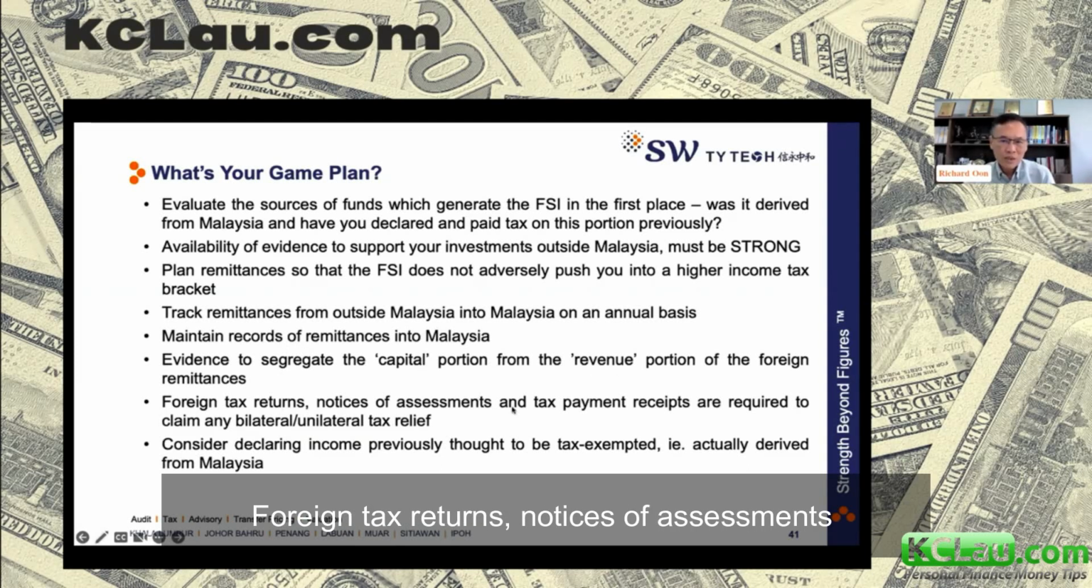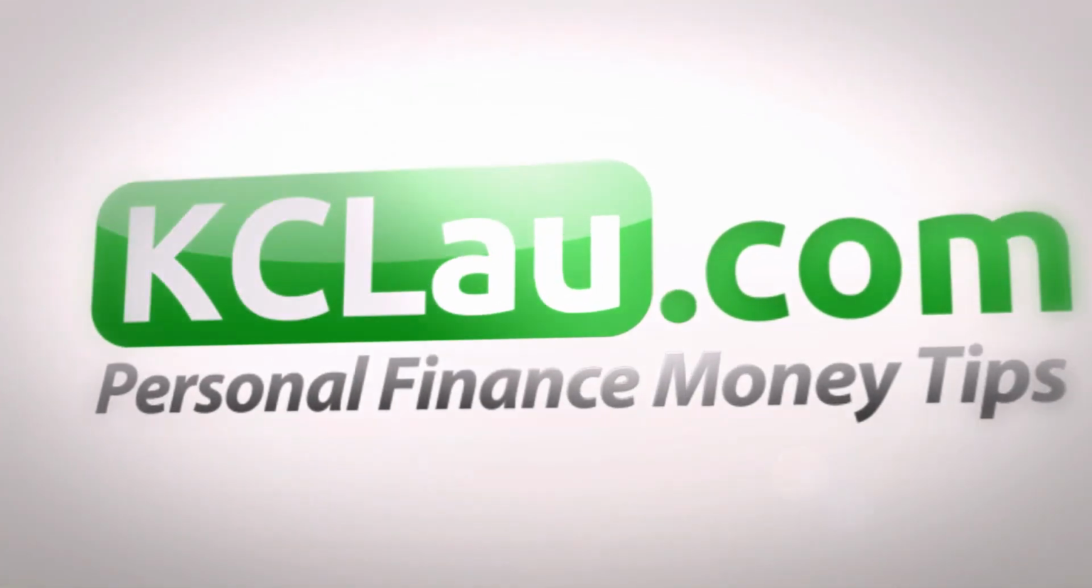So foreign tax returns, notices of assessments, and tax payment receipts are very important for you to claim the bilateral relief. So considering income, declaring income previously thought to be tax exempted actually derived from Malaysia. Moving forward, we have this voluntary disclosure program. Yeah, do take note of that. Do take advantage of that.